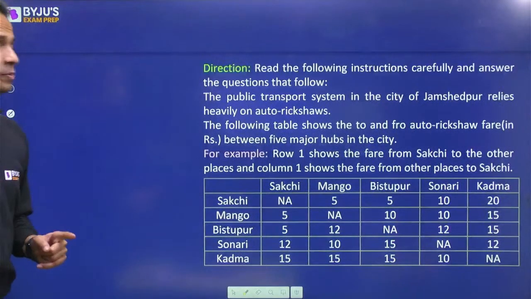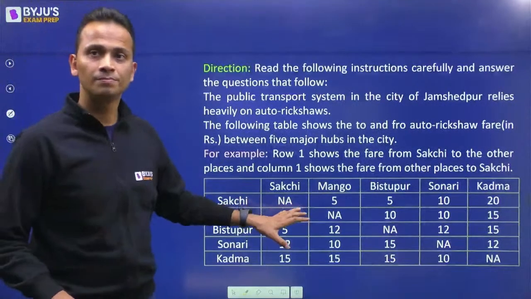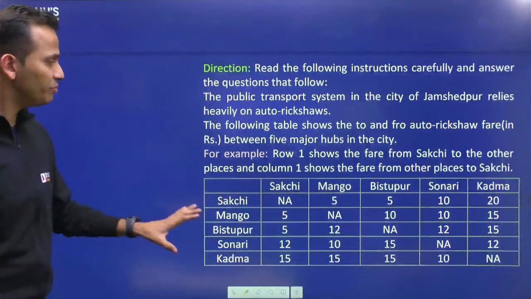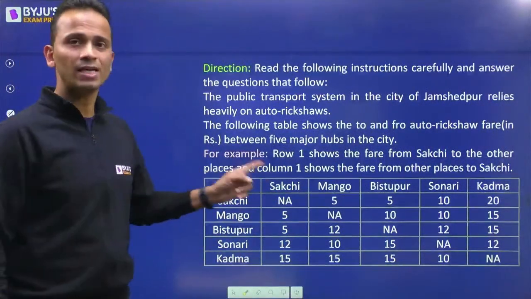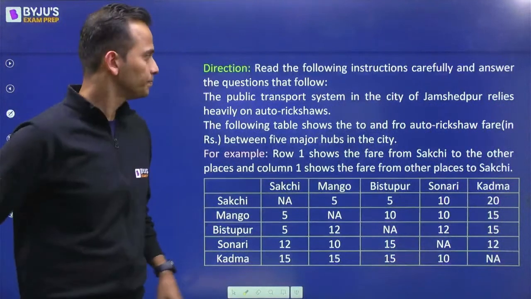Now give me confirmation once you have drawn this table. Once you have drawn this table, give me a confirmation. Just write yes in the chat box and then I'll take you to the next page.